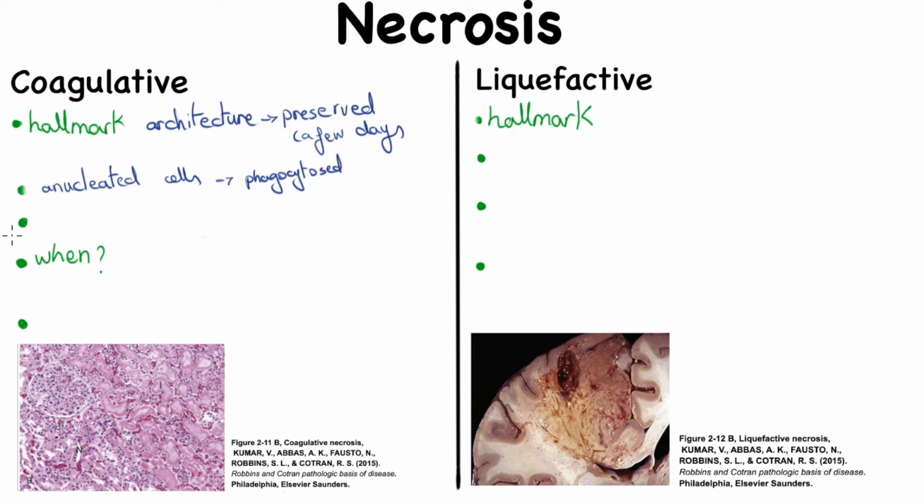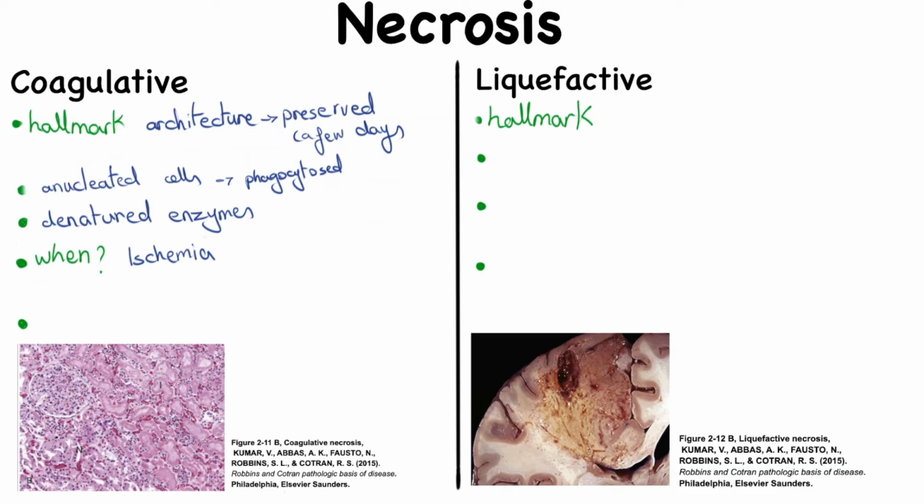So eventually the architecture does go away. So when does coagulative necrosis happen? Coagulative necrosis usually happens due to ischemia. So when we have an obstruction of a vessel, this usually ends up in hypoxia and eventually coagulative necrosis.